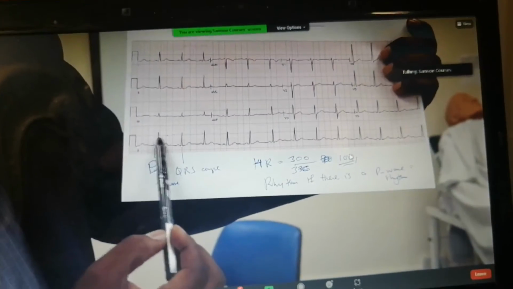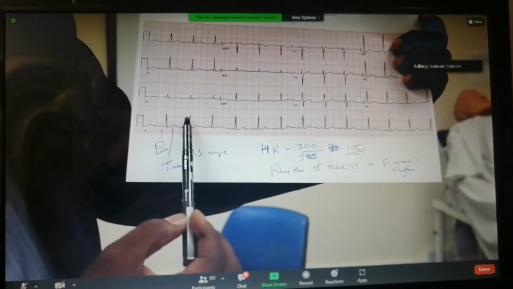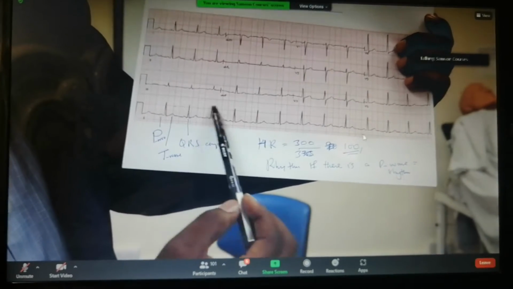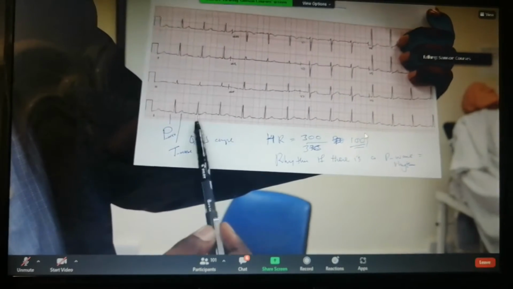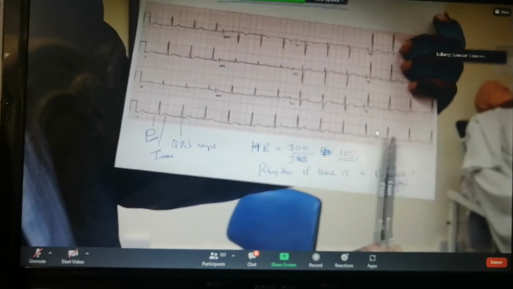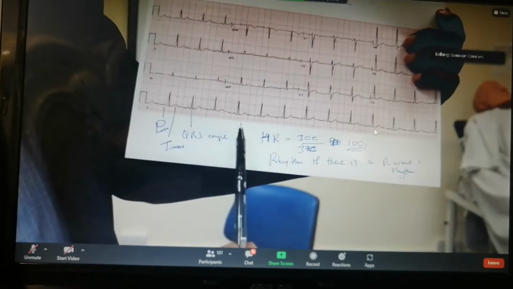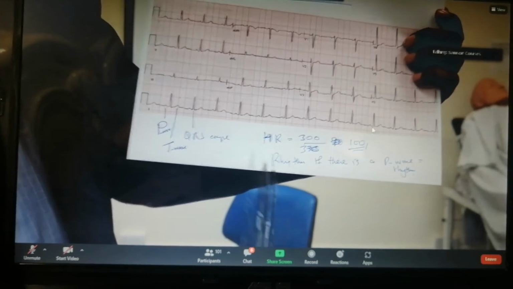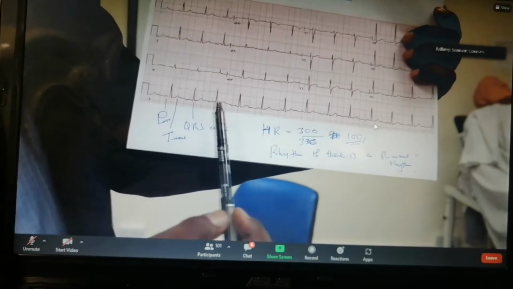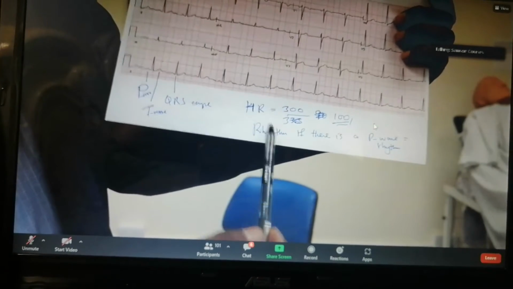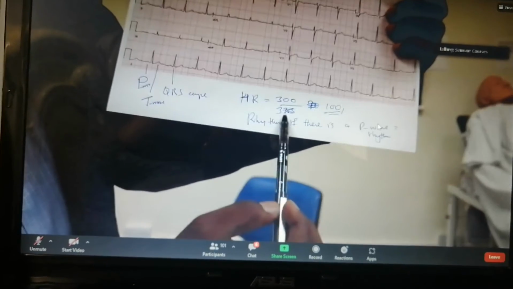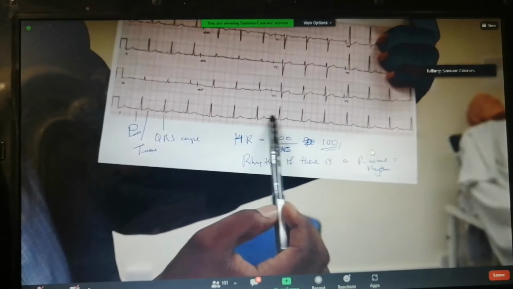So the distance from R wave to R wave, you need to check that it is the same all the way throughout. If it is the same all the way throughout, we say it is a regular rhythm. If it is not the same, it varies from time to time, then it is irregular. Now, we need to calculate the heart rate. If the rhythm is regular, then we can easily calculate the heart rate by dividing. Heart rate equals 300 divided by the number of big boxes between two QRS complexes.